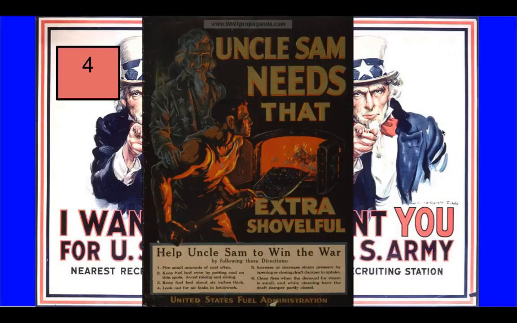We have this one that's just kind of general. We have a ghostly Uncle Sam there standing over a man shoveling coal into the furnace. Uncle Sam needs that extra shovelful, asking people to save fuel, and in this case, save coal, and even gives people directions down here using small amounts of coal, how to keep their furnaces in a way that best uses it efficiently, making sure they're keeping their furnaces for both businesses and at home clean and full, free of cracks or anything like that. Just giving people advice on how to use their coal wisely so it can be put towards better uses.